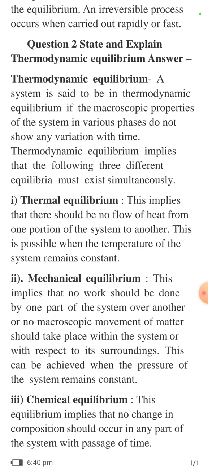In that, first is thermal equilibrium. This implies that there should be no flow of heat from one portion of the system to another portion of the system. This is possible when the temperature of the system remains constant. Here we have to keep temperature constant.